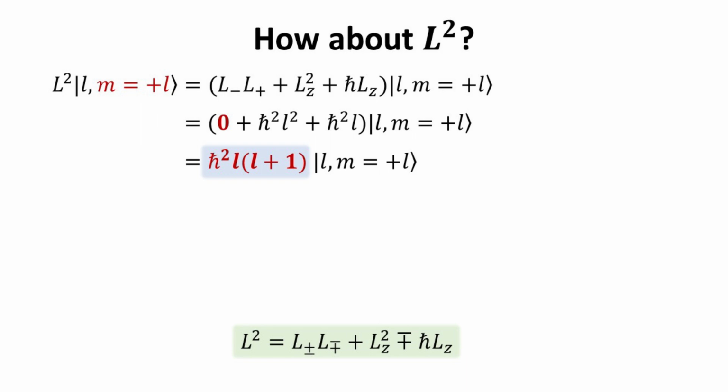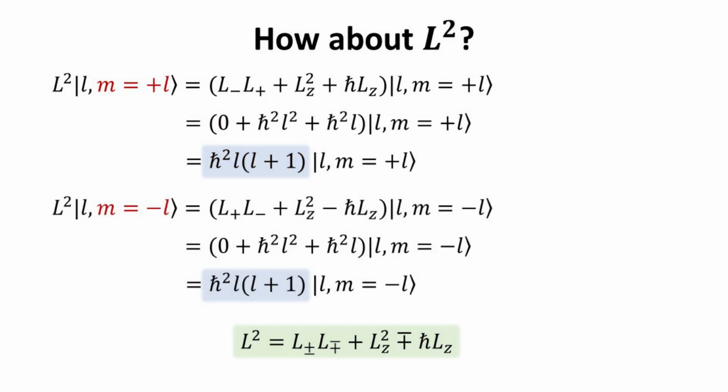Let's consider the L squared operator acting on the eigenstate corresponding to the uppermost rung of Lz. In other words, m is equal to plus L. Since it is the uppermost rung, the L plus operator must vanish since no eigenstate exists beyond it. We obtain the eigenvalue of L squared as highlighted in blue. Going through similar math, but now for the lowest rung of the Lz eigenstates, we arrive at the same eigenvalue for the L squared operator.